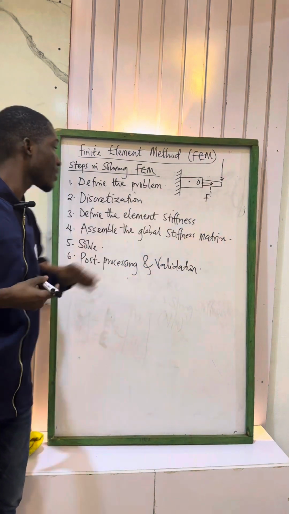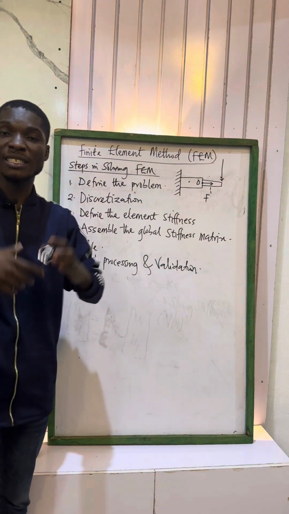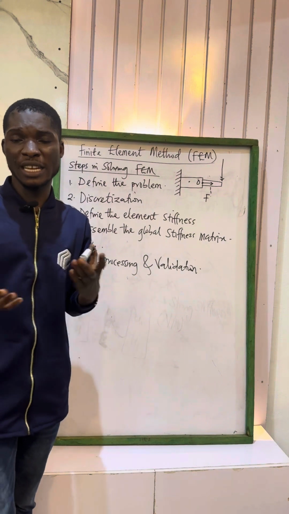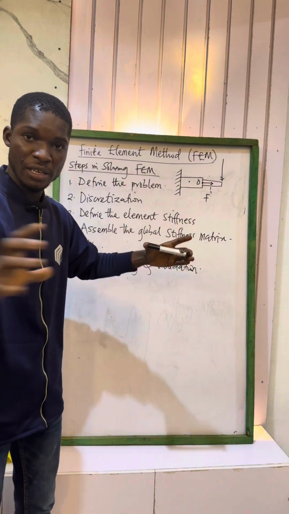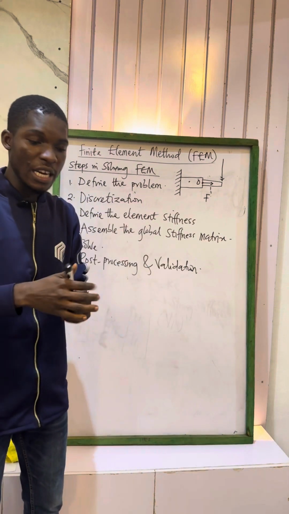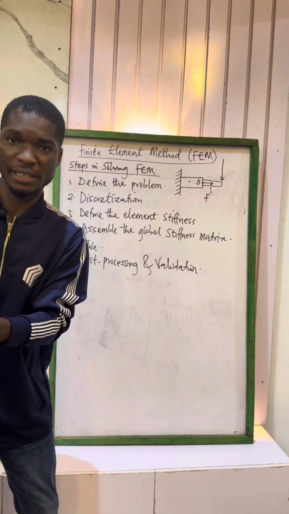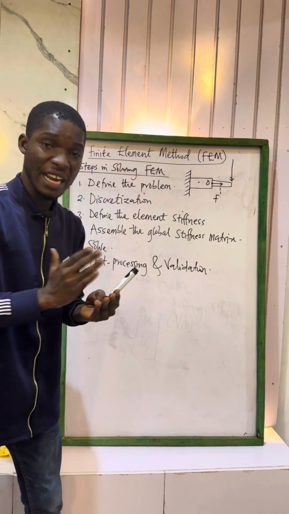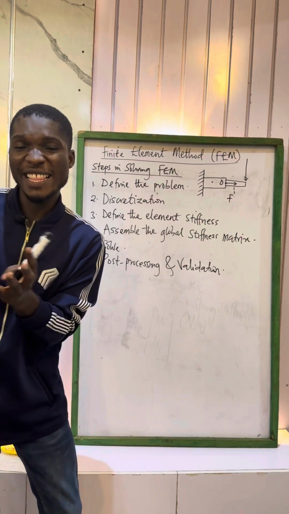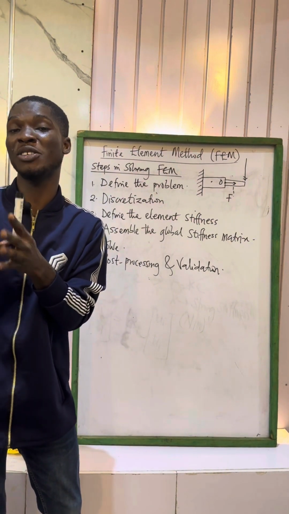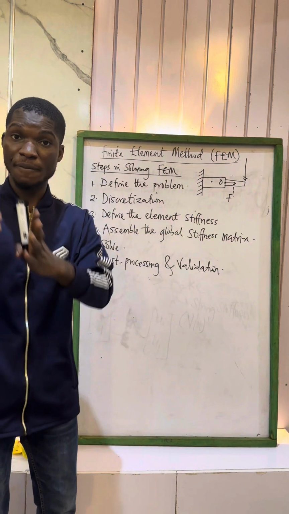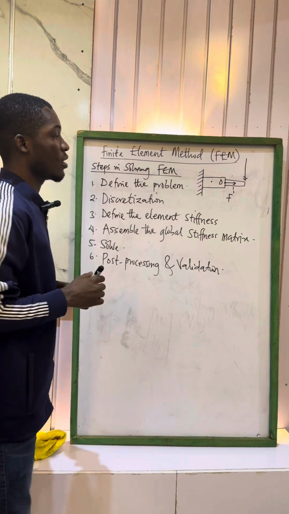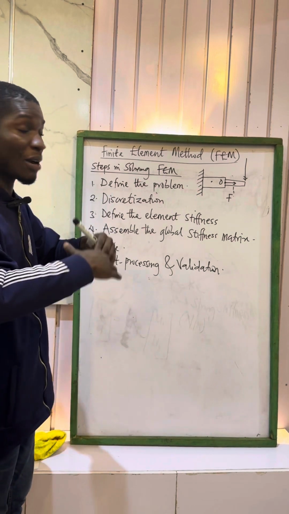So the first thing is to define the problem, and this is the problem. We have defined it. Now the second step is what's called discretization. What is the meaning of discretization? It simply means you have to section the entire body into several elements, that is, divide it into finite elements. That is where the terminology comes from. You are going to divide that body into finite elements. So that's why it is countable. It is not something that we cannot count.